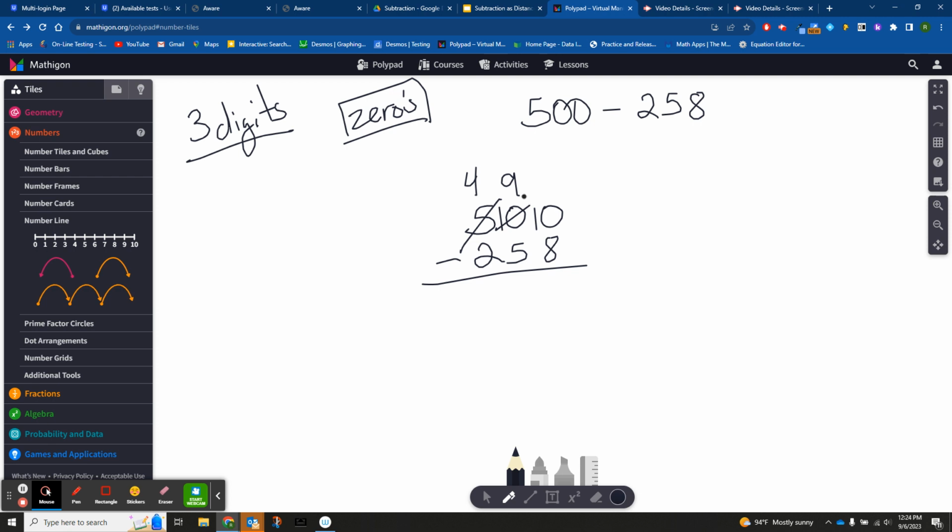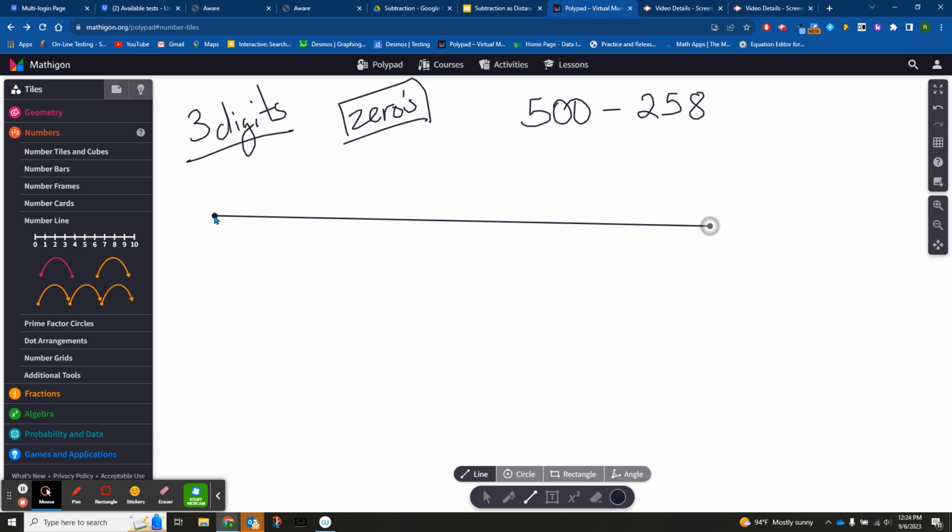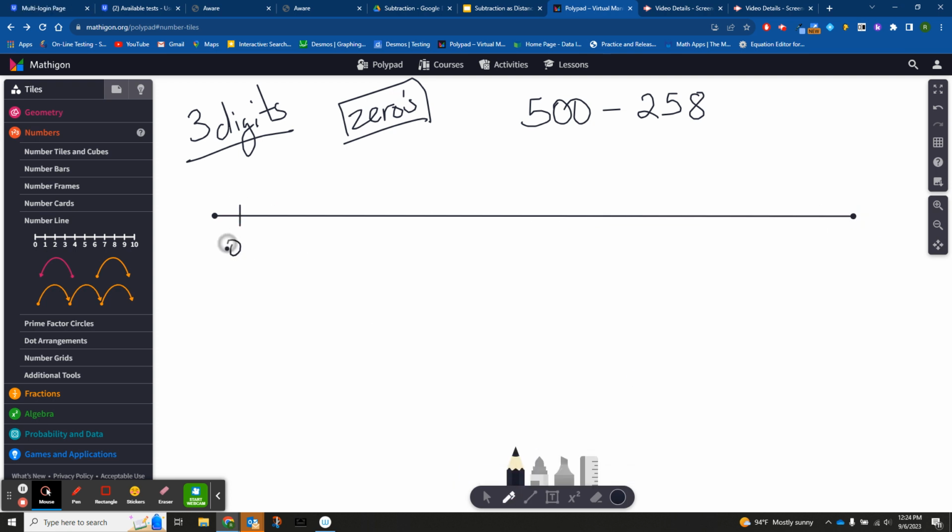So that double bar really freaks our kids out. I'll have teachers tell me all the time, they can't subtract this. But if we think of this in terms of distance between 2 points, I can have that initial conversation with a kid when I go help them out. Hey, this is 0. This is 500. We can say it's about 100, about 200, about 300, about 400.